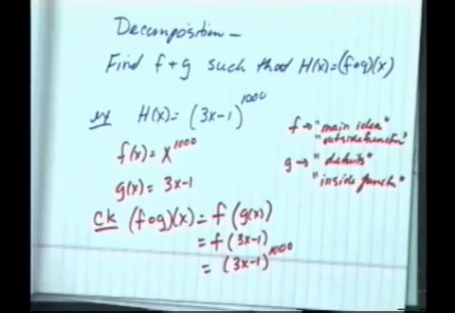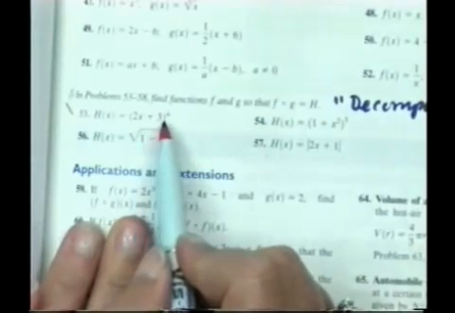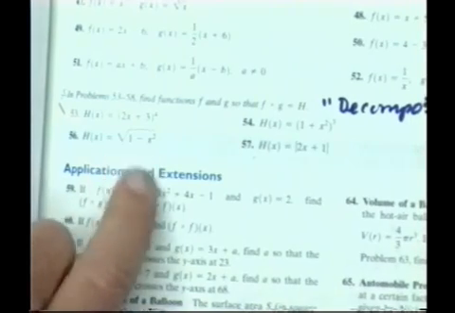All right, so let's just have a little fun. Y'all would love to have a bunch of these on the test. We're just going to do these together. You probably got some on WebAssign, but let's do it. Number 55: 2x plus 3 raised to the 4th. What's the big idea here? x to the 4th. So f is x to the 4th. What is g? 2x plus 3.